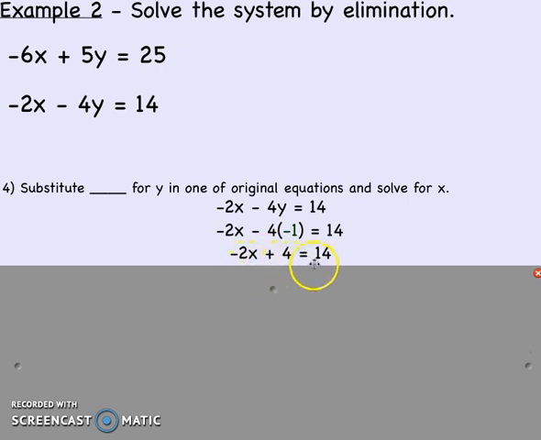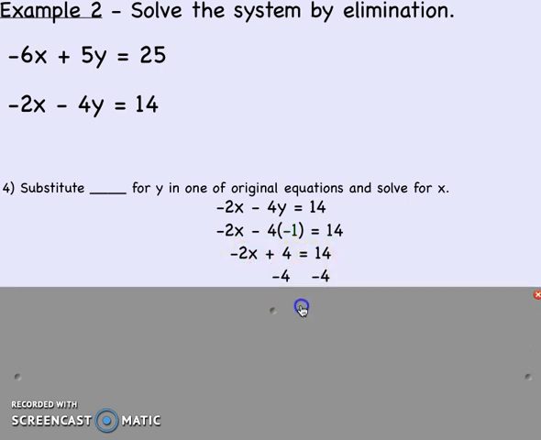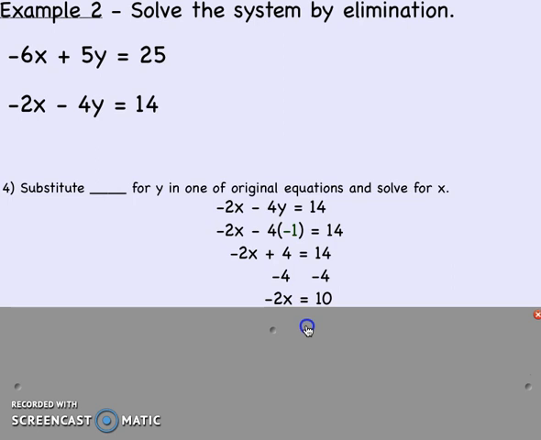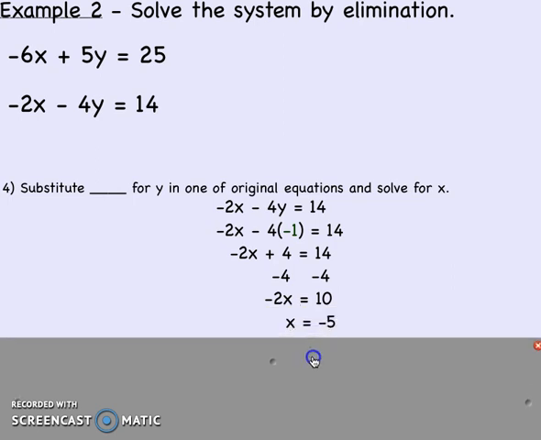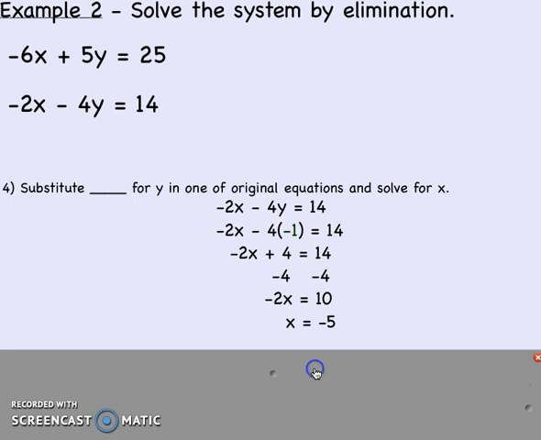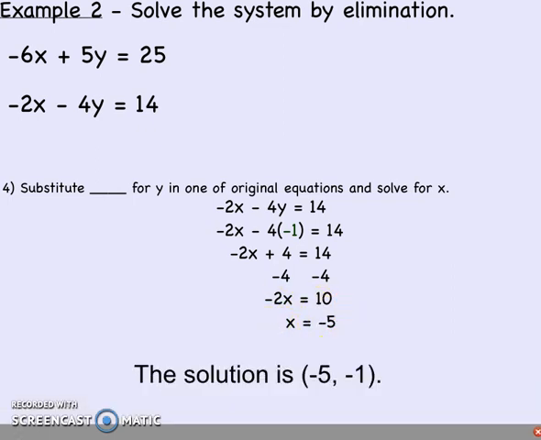This becomes -2x plus 4 equals 14. Subtract 4 on both sides. I'm left with -2x equals 10. From here, I'm going to divide both sides by -2, and I get that x is equal to -5. Make sure you're showing that step of dividing by -2 on both sides. Now I have the solution to my system. So the solution is -5, -1.